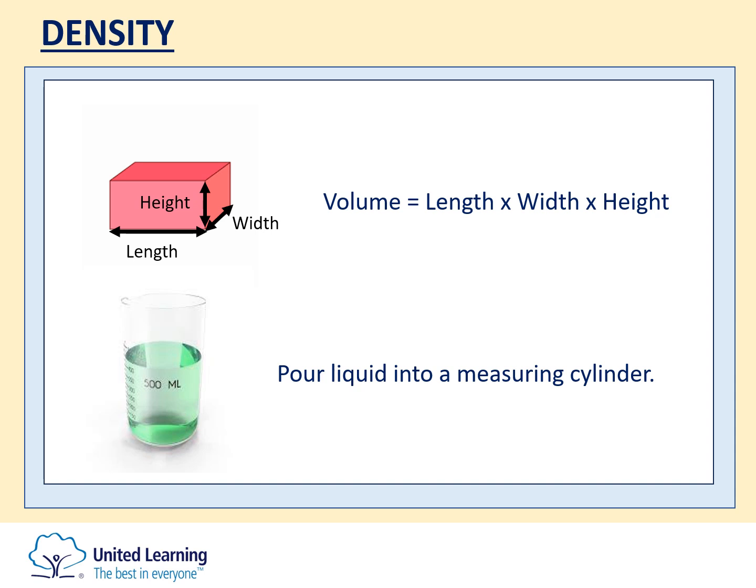For a liquid, to measure its volume, you need to pour it into a measuring cylinder or similar accurate piece of measuring equipment, and the volume that you get on the scale there, which will be in milliliters, would be equal to its volume in centimeters cubed. 1 milliliter is equal to 1 centimeter cubed. And once you've got that information for either of those shaped objects, you can calculate density by doing mass divided by volume.